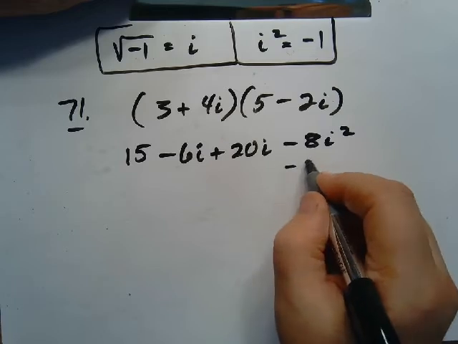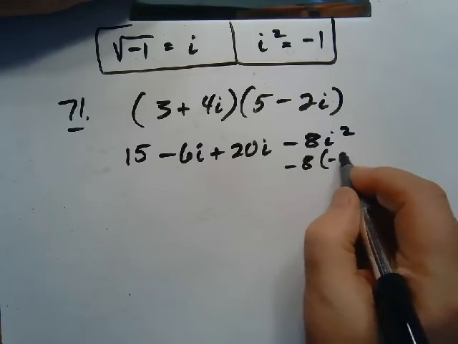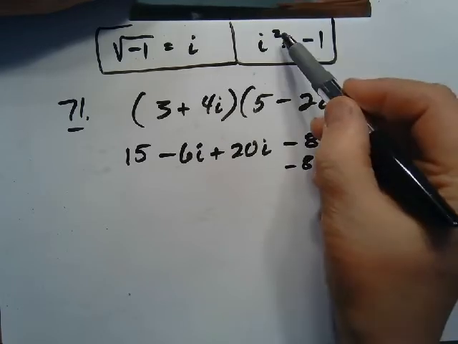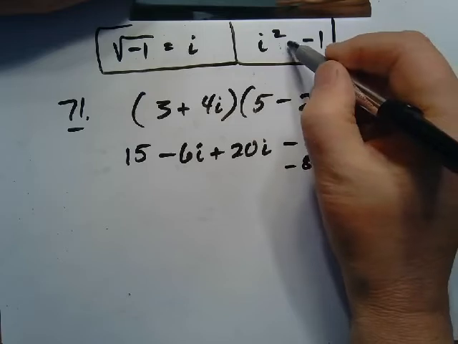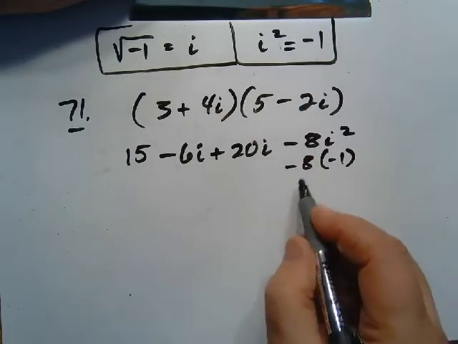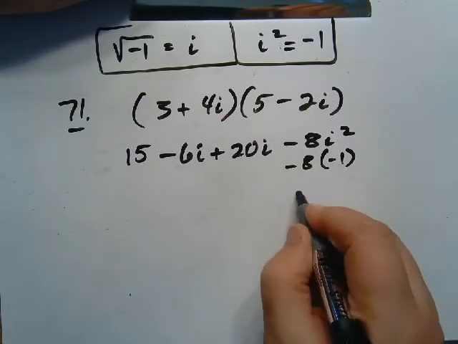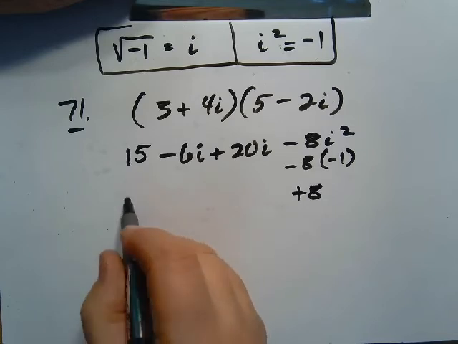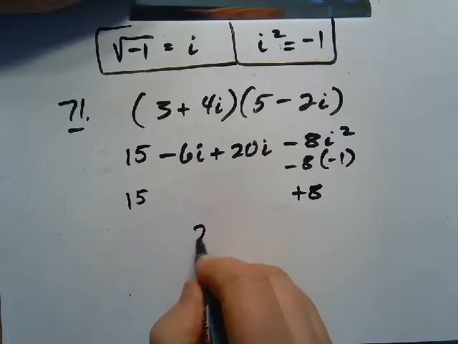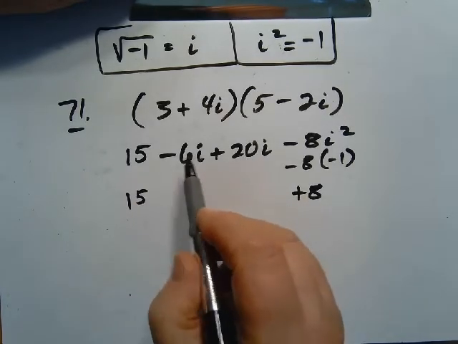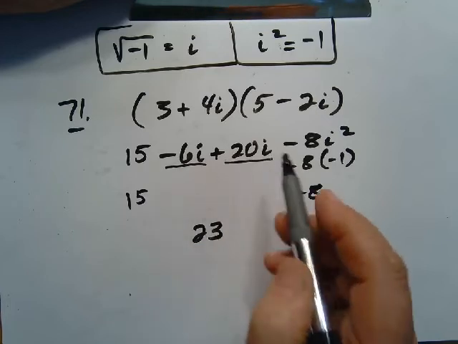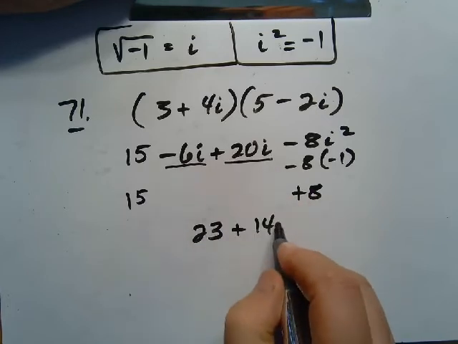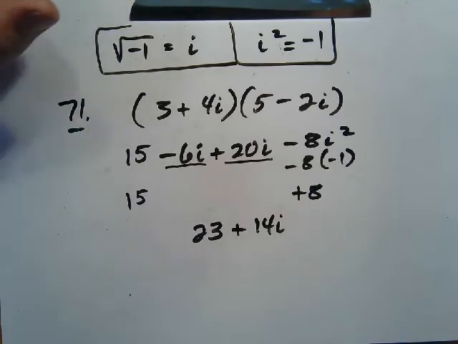Now we know that i squared is the same as a negative 1. Right here, see? So i squared is equal to a negative 1. So this is actually a negative 8 times a negative 1, or positive 8. So 15 plus a positive 8 is 23. And then add together these two in the middle, they are like terms. That gives me 14i. 23 plus 14i. Make sure you're carrying your i's there.